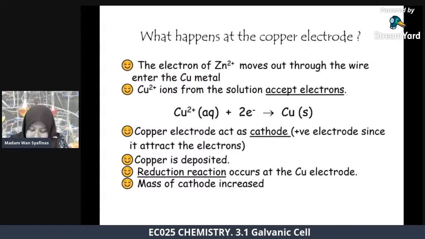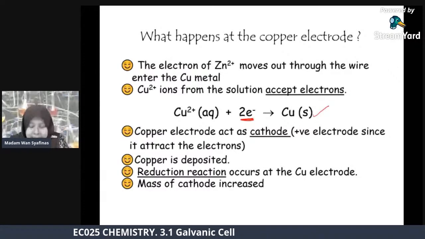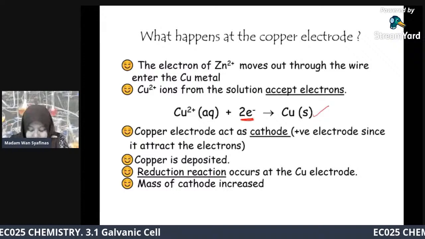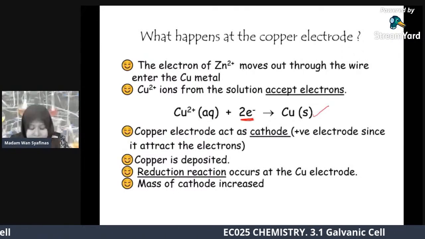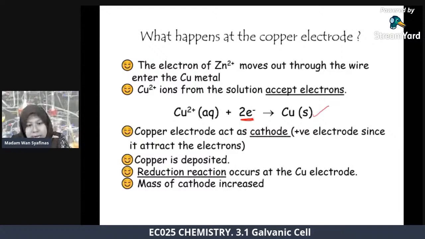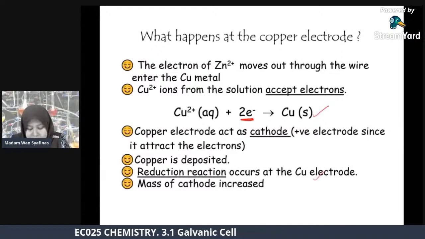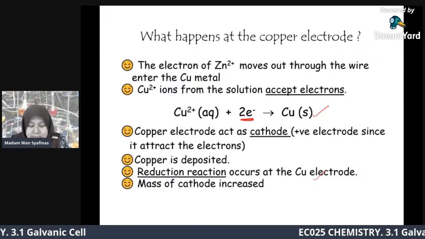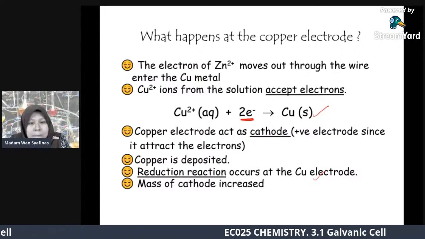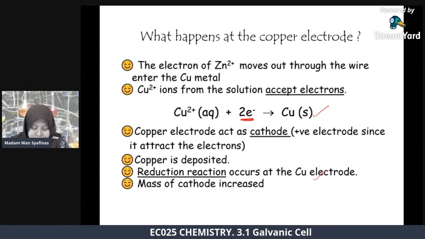So the copper electrode acts as the cathode, the positive electrode, since it attracts the electrons. So the copper is deposited. Reduction reaction occurs at the copper electrode and the mass of the cathode increases. So this is the observation of what happens at the copper electrode.